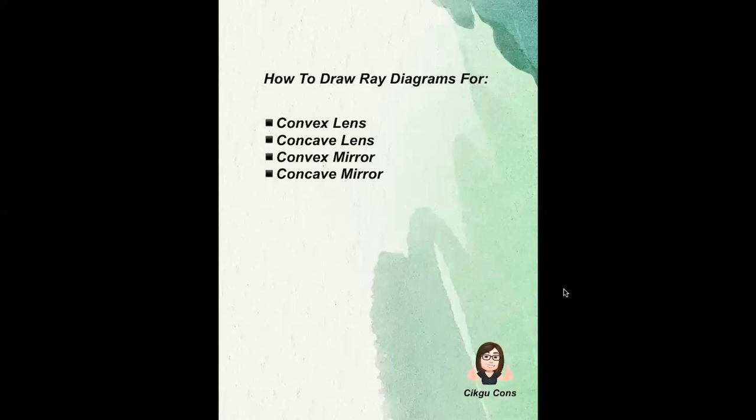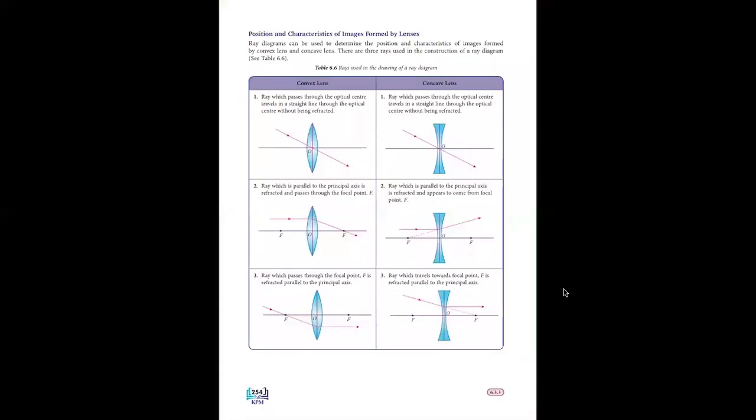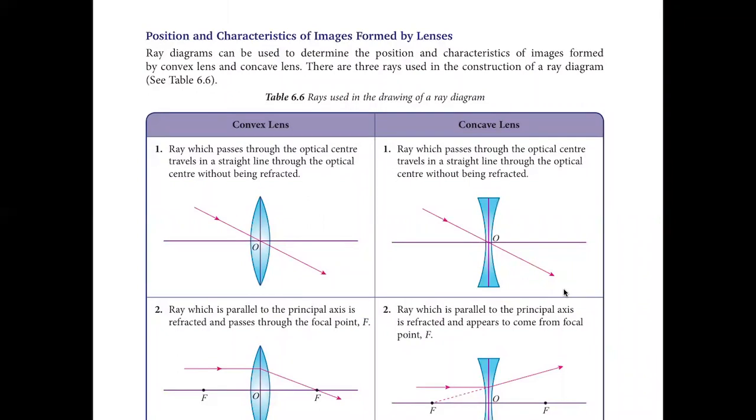So we will begin. This one I have taken from your Physics Form 4 textbook. Here it shows how to draw the ray diagrams for both the convex lens and also the concave lens. Firstly, you have to know that a convex lens acts as a focusing lens. A convex lens focuses the light into one point, which is the focal point.